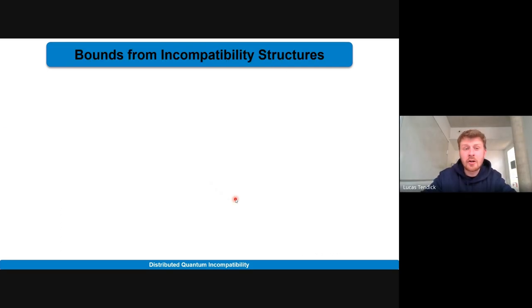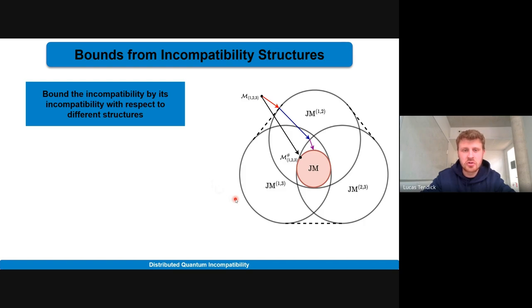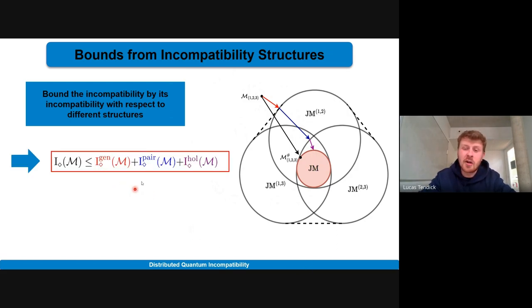Okay. We can also get bounds just from the incompatibility structures, which is something very obvious. Once we use the triangle inequality one time, we can also apply it multiple times, like drawn here in this picture. Meaning we can also upper bound the total incompatibility by its genuine triplewise incompatibility, just the distance to this convex hull here, plus the pairwise incompatibility, just the distance to where every pair out of the three is compatible, plus the so-called hollow incompatibility, where every pair is compatible, but not all of them together, to the set where really all of them together are jointly measurable.